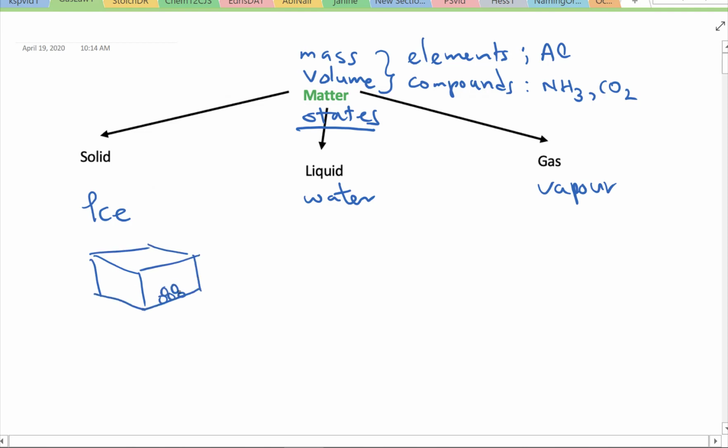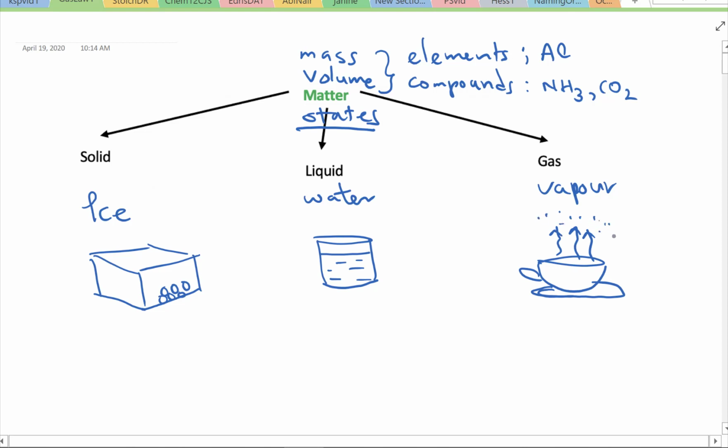When you consider ice, the particles of ice are tightly packed, and liquid water particles are loosely packed. If you consider a cup of coffee, the vapor is actually not packed, they're just chasing away into the thin air, right?